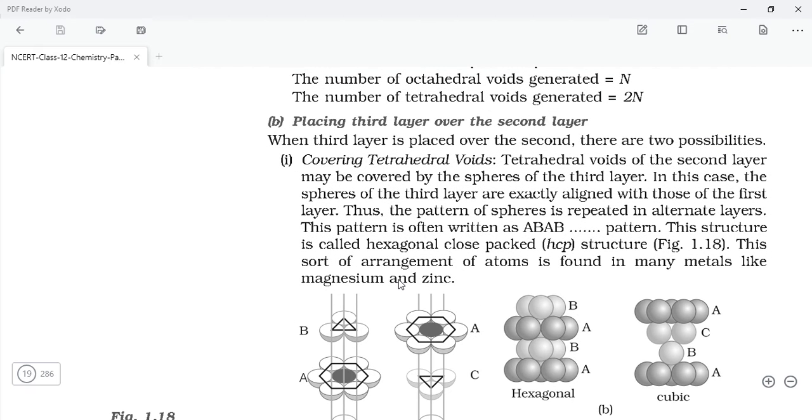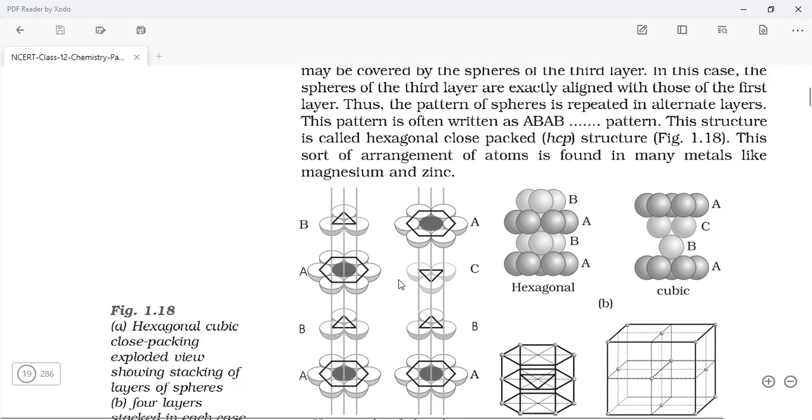So covering tetrahedral voids, you place the third layer of hexagonal type, the second hexagonal layer. Do keep in mind that we are making these with the help of 2D hexagonal layers. These 3D structures are made from 2D layers, and these 2D layers that we are now studying are made from hexagonal 2D structures. Hexagonal and cubic.